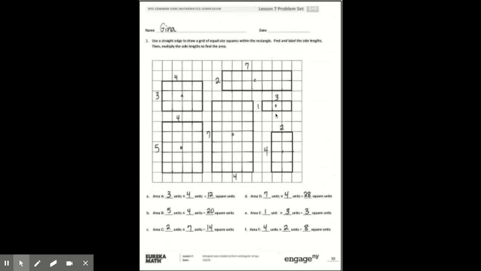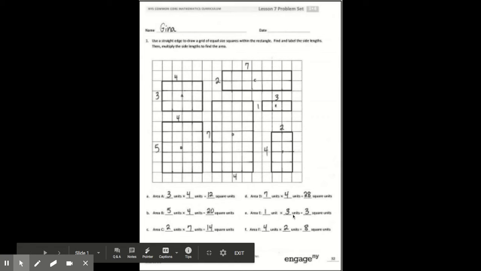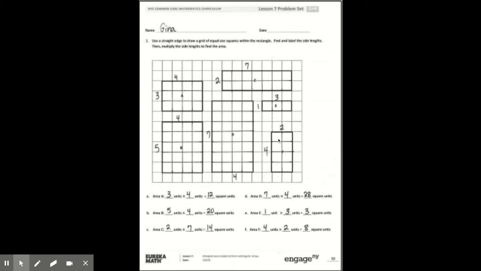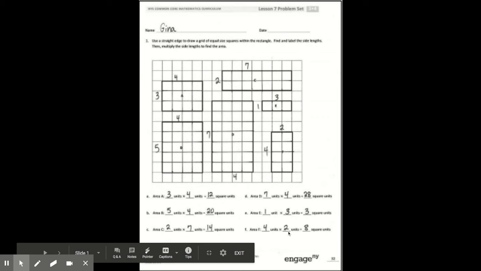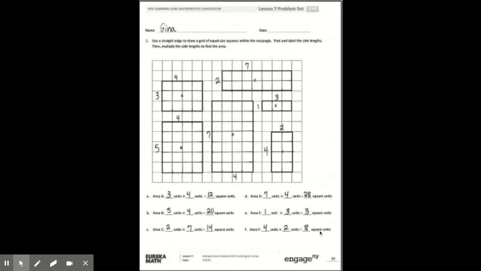And then E, we have 1 unit by 3 units. 1, 2, 3. So 1 unit times 3 units equals 3 square units. And then the last one, once you've drawn in your lines, you have 4 units times 2 units. So area F would be 4 units times 2 units equals 8 square units.